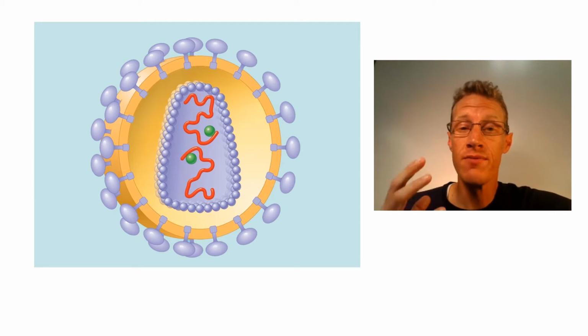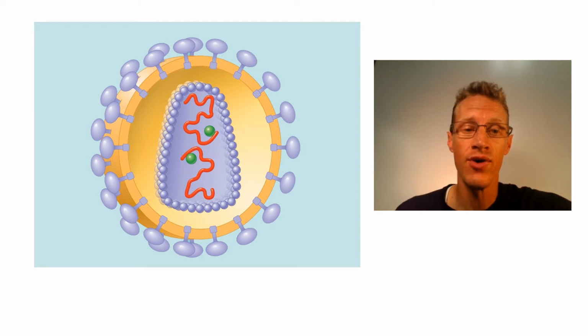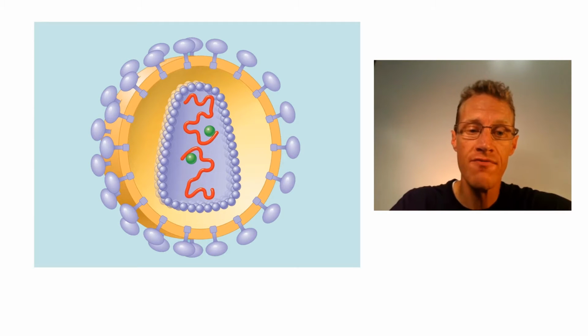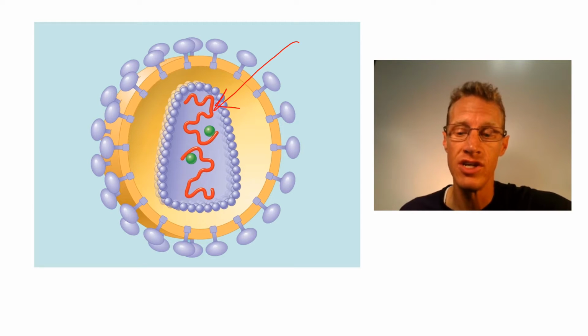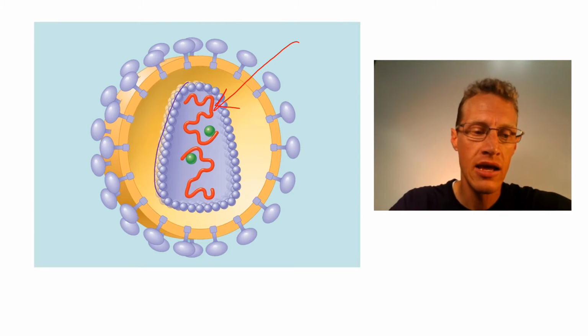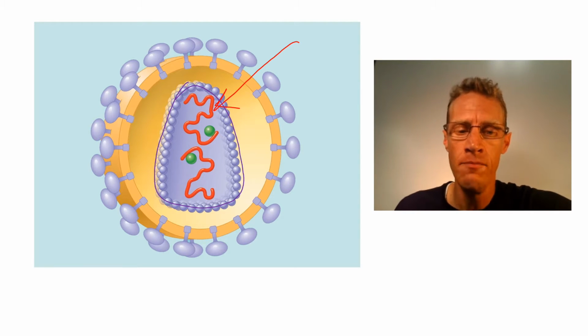So let's now look at one of the most famous viruses in the world, HIV, the human immunodeficiency virus. First off, HIV is an RNA virus. It has 2 copies of its genome inside a kind of normal looking capsid there. And then it has a couple extra features.